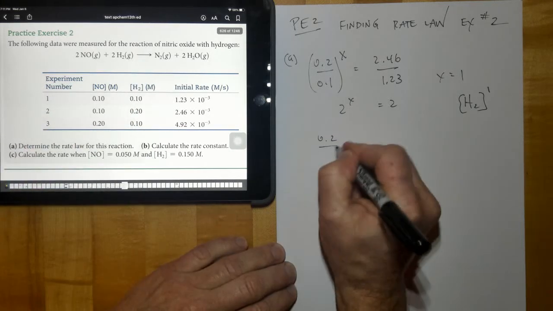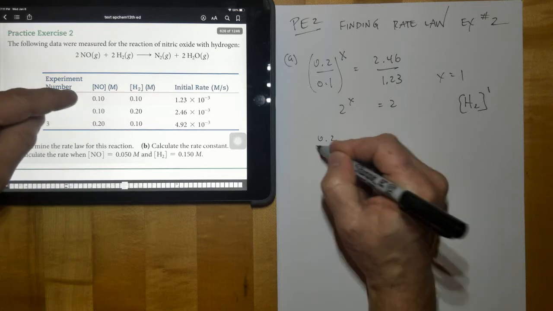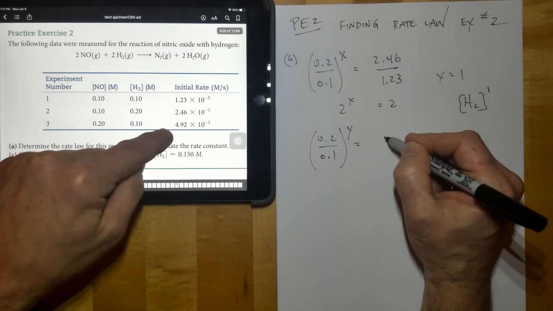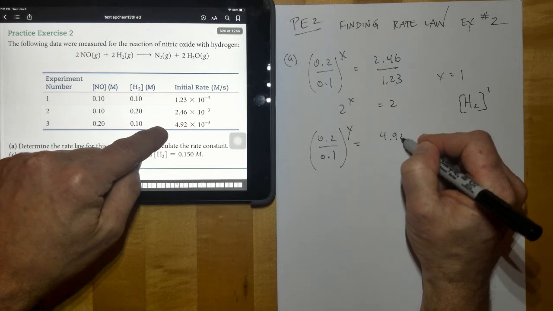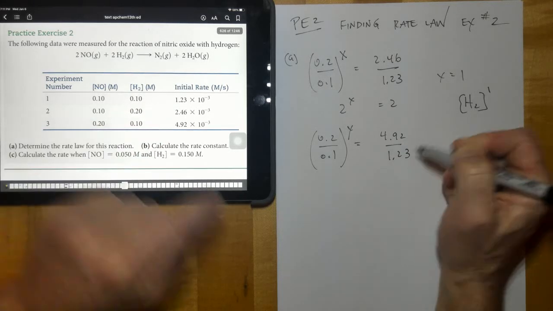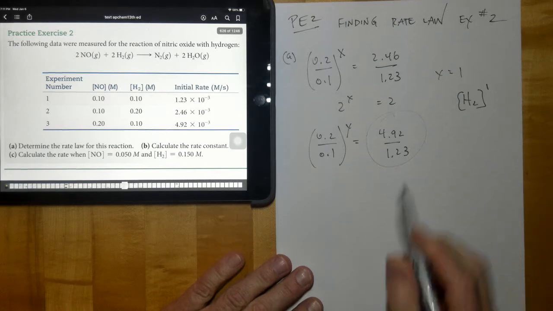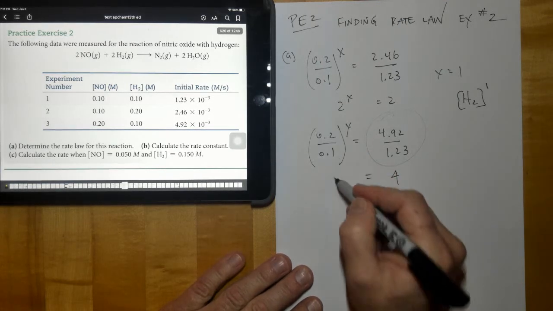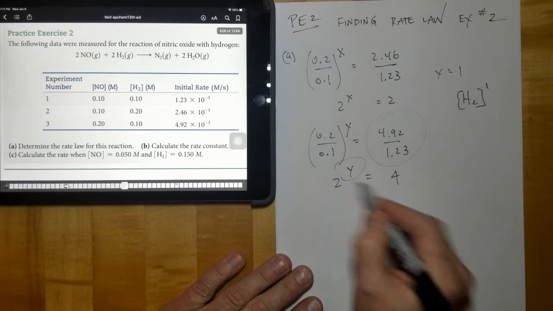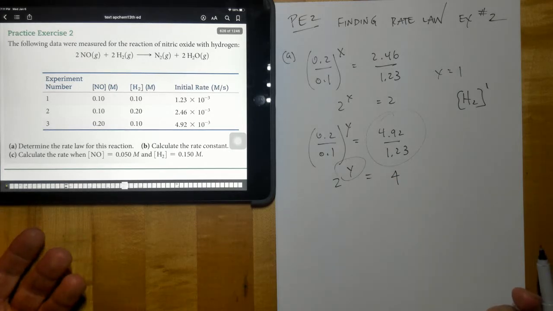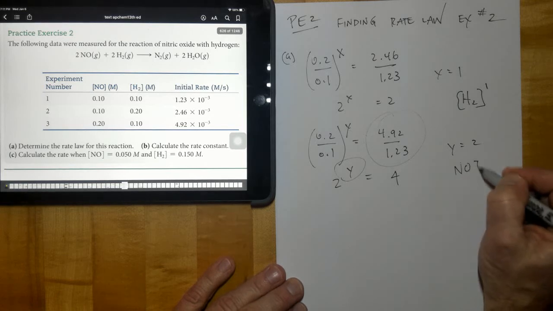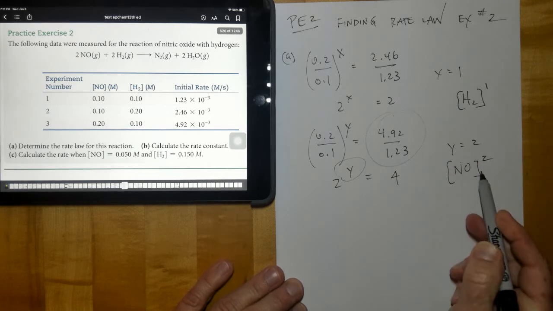So 0.2 divided by 0.1 from here and here. That's going to be raised to some power, let's call it y. And that's going to be equal to the rates, 4.92 divided by 1.23. Do that on your calculator and you're going to end up getting 4. 0.2 divided by 0.1 is 2, so 2 to the y power. Well, y's got to be 2, right? So y is equal to 2. That means that our NO has got to be to the second power.